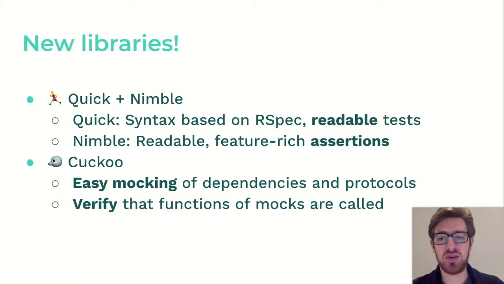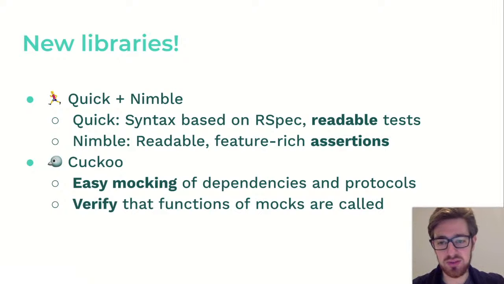So the first two are Quick and Nimble. These two libraries work very closely together. Quick offers syntax to make very readable tests. It's based on RSpec, which is a popular Ruby library for writing tests. And we'll look at some examples of that a bit later. And Nimble offers readable and feature-rich assertions, to make it easy to say, for example, I expect this property to have this value. And again, we'll look at examples of this later.